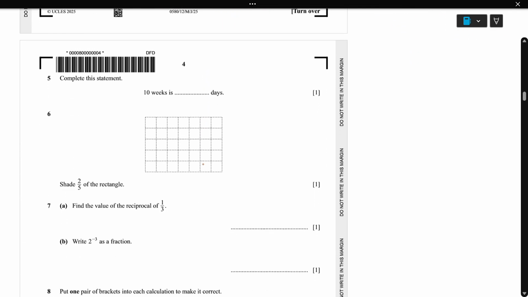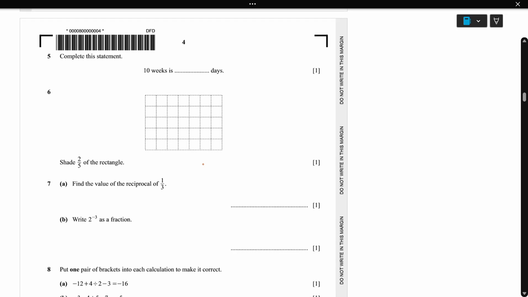Next question, question number 5. Complete the statement: 10 weeks is how many days? So 1 week is 7 days. 10 times 7 is going to be 70 days.